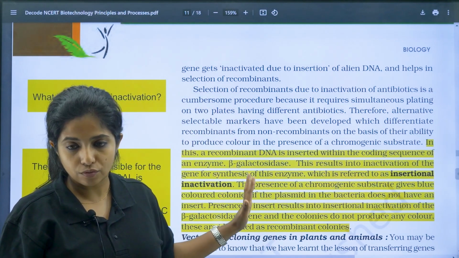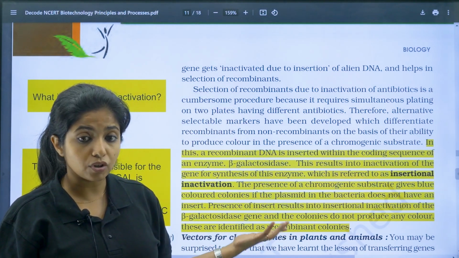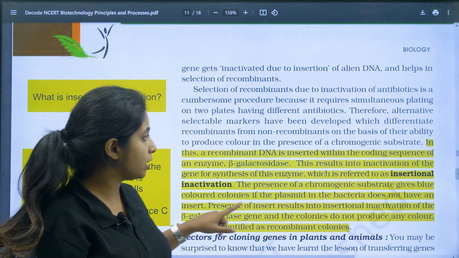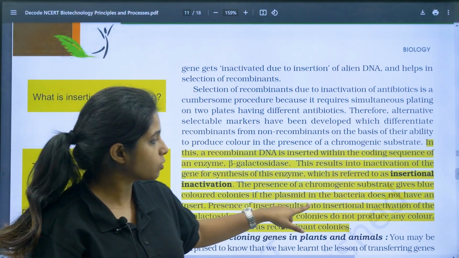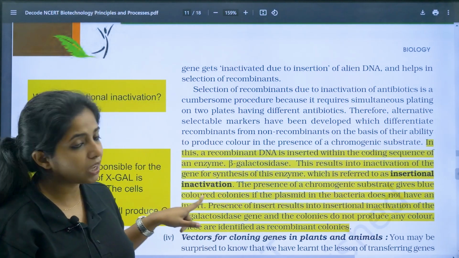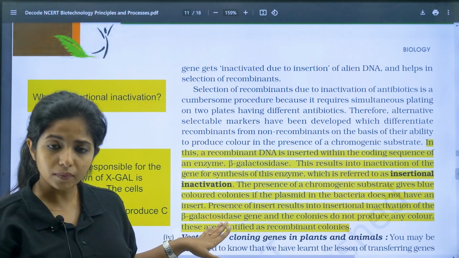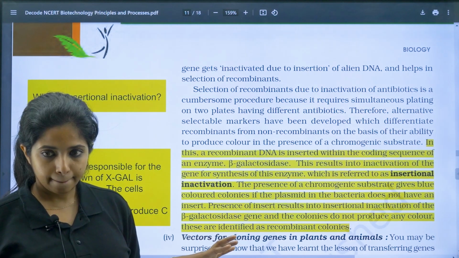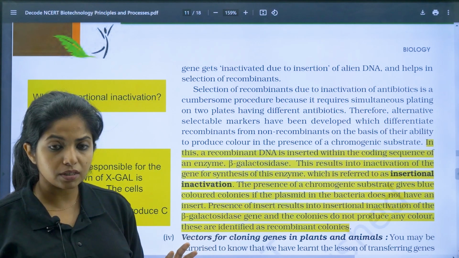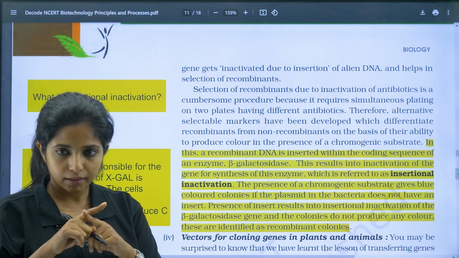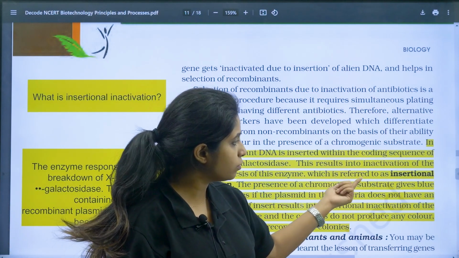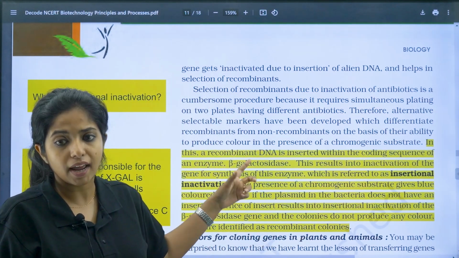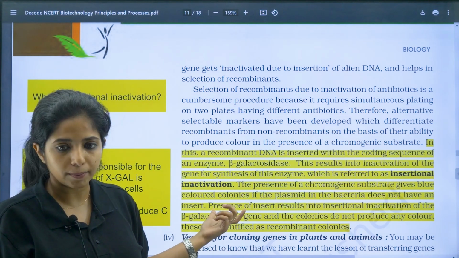Now this gene is not produced. What happens if this gene is not produced? What is the use of this anyways? The presence of a chromogenic substrate gives blue colored colonies if the plasmid in the bacteria does not have any insert. So usually if there is no insert, it will give blue color. Why? Because there is a chromogenic substrate being added. When it is added, the beta-galactosidase which is there acts on it and converts it into blue color.